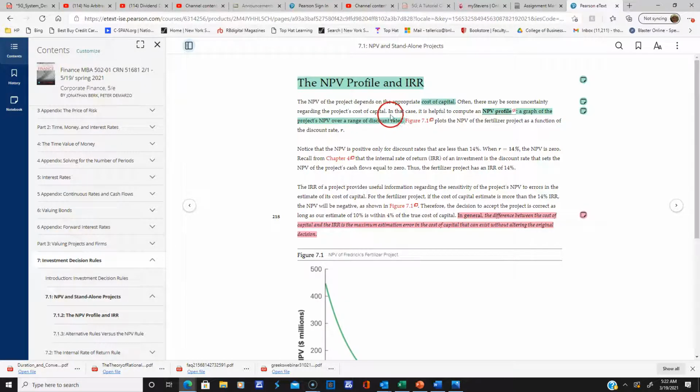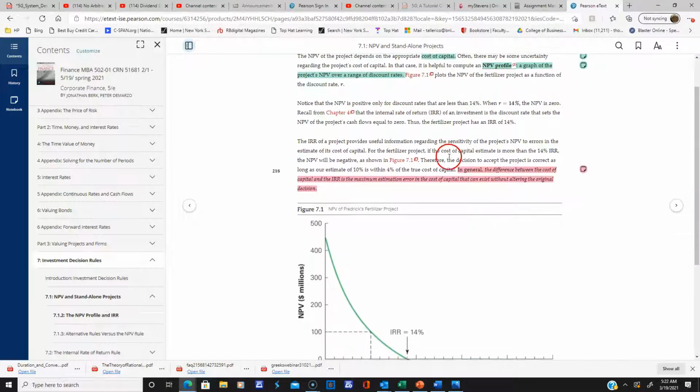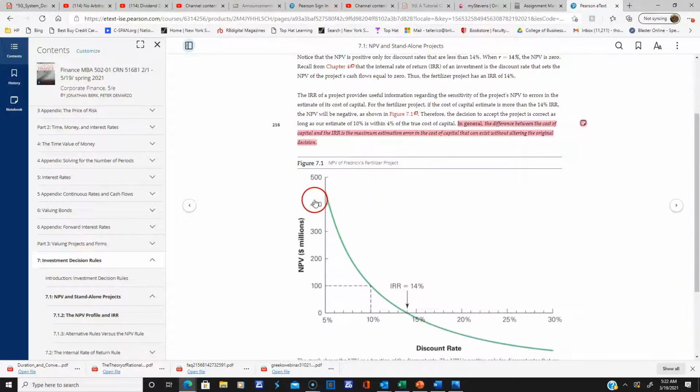How do you select the cost of capital? What you do is you basically do a graph of different costs of capital, and you compute a net present value profile, which is a graph here, which I highlighted. So here's the graph, for different discount rates. You'll notice that you're going to get different net present values. Now, there should be something that hits you right in the face: for a certain discount rate, your net present value is going to be 0 right here.